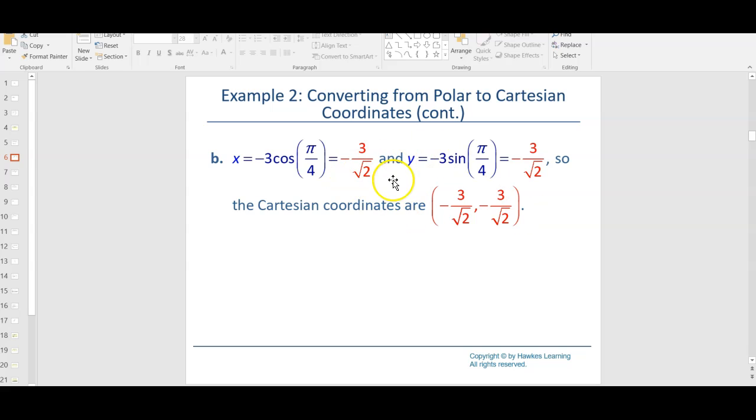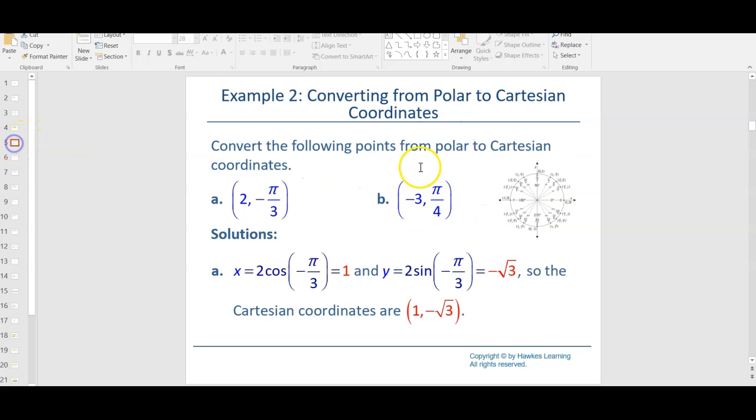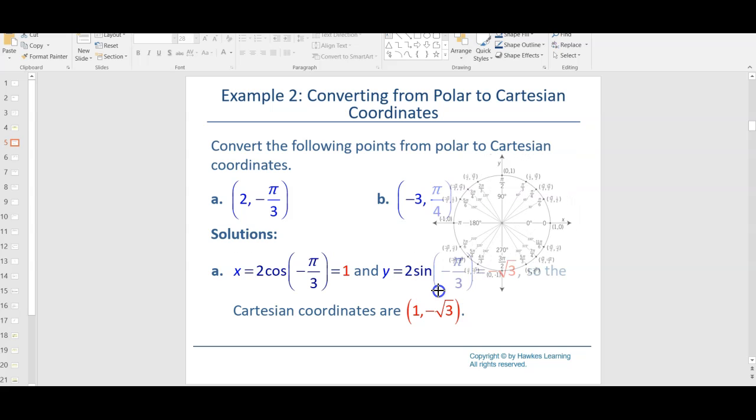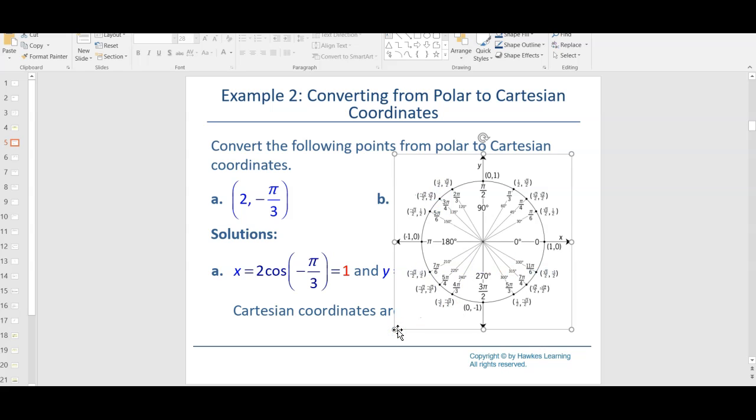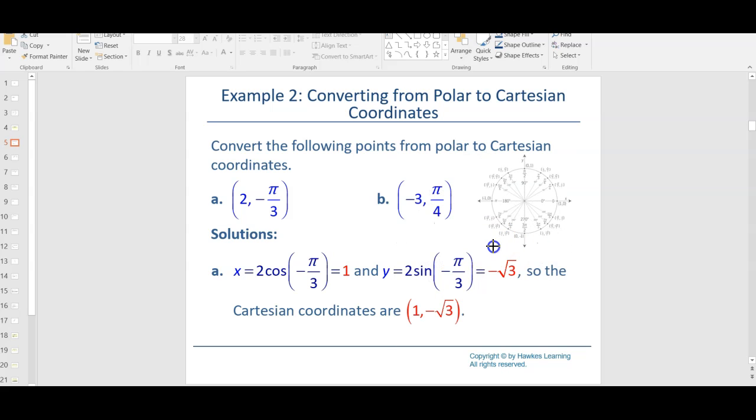All right, so either way is fine, using the values from the unit circle, or not rationalizing the denominator, which is what that example showed. If you didn't rationalize the denominator, those would be 1 over the square root of 2.